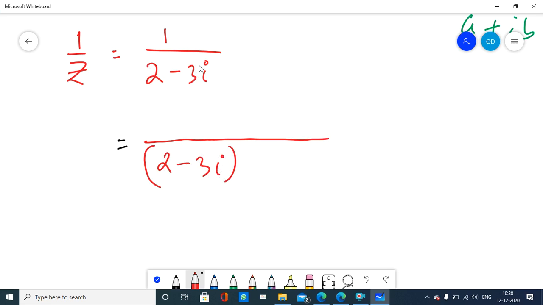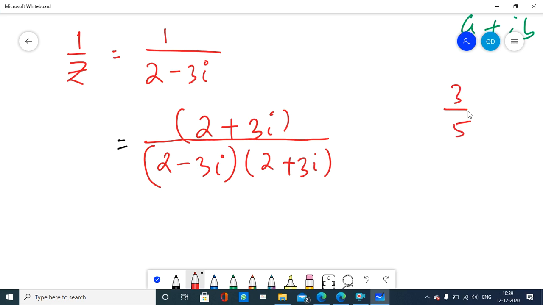What is the conjugate of 2 minus 3i? It is 2 plus 3i. I will multiply the conjugate of the denominator on the top as well as on the bottom. Because if I just multiply the denominator and leave the numerator as it is, then the fraction value will change. You know it from high school that suppose there is a fraction 3 by 5. If you multiply 2 on the denominator, you also have to multiply that 2 on the numerator, so that the 2 and 2 cancel out and the fraction value doesn't change.